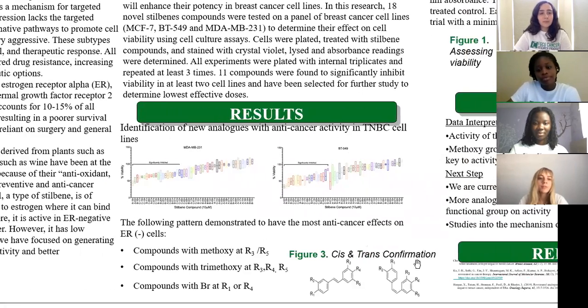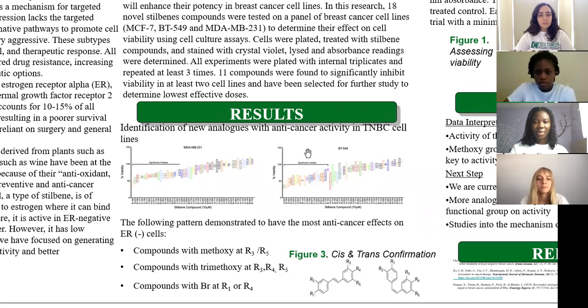Previously, our lab screened 28 resveratrol analogues. From that work, we found that the compounds that significantly inhibited cancer growth in our breast cancer cell lines contained methoxy groups at specific locations on the analog. These were at the R3 and R5 position. We also noticed that the cis conformation of these analogs seemed to be more active than their trans counterparts.